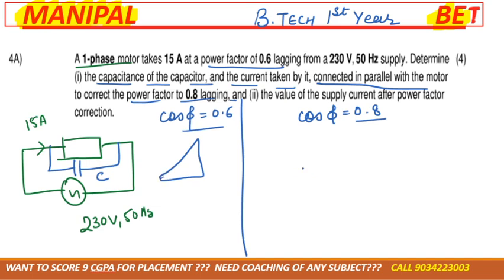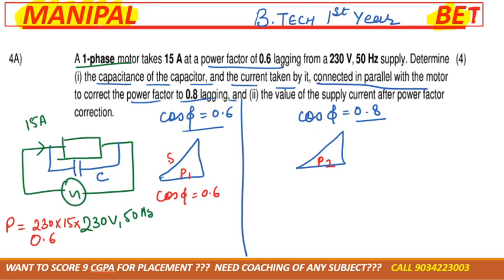So again, draw two triangles, right? This is P1. P1 is how much? V I cos phi, V 230, current 15, cos phi 0.6, right? You can get P1. P1 and P2 are the same. For this case, cos phi is 0.6. You can get S1 by the formula cos phi is equal to P1 by S1. So you will get Q1 as well.